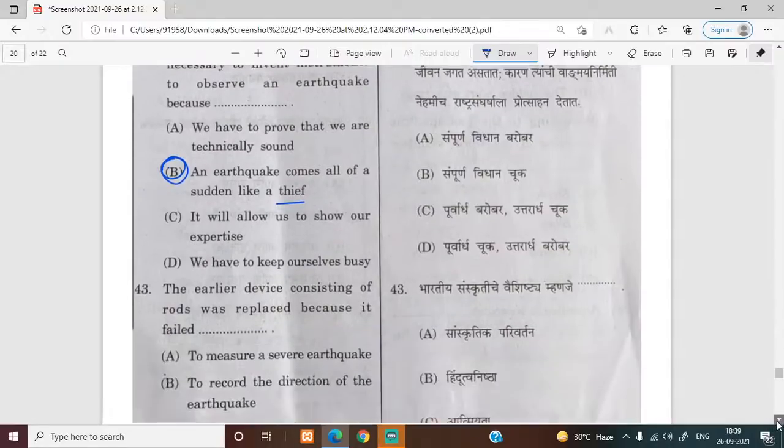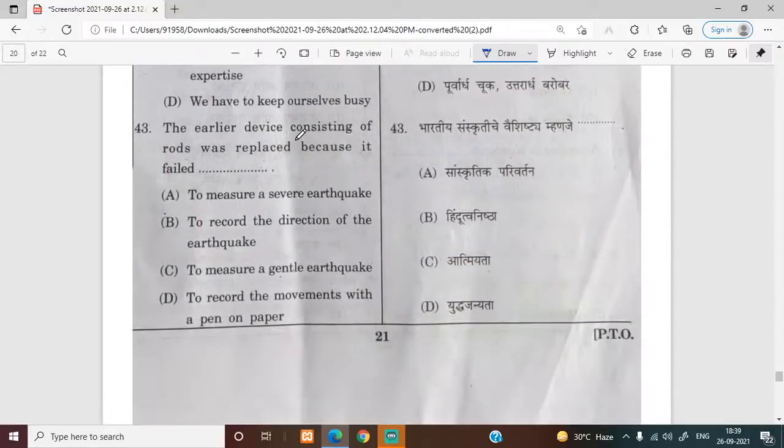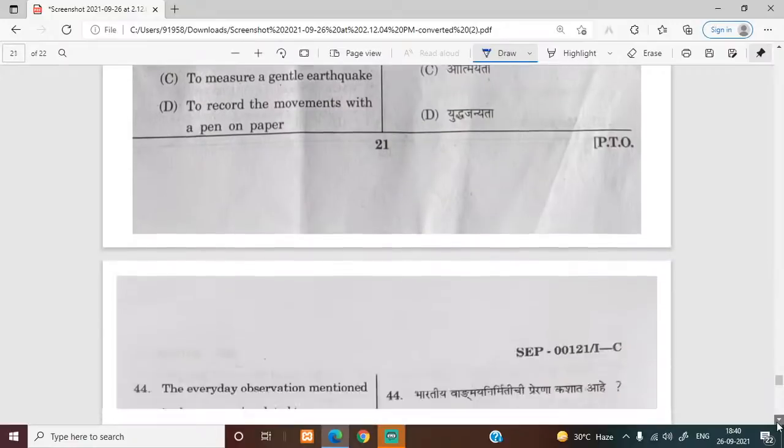Now, next question, question number 43. The earlier device consisting of rods was replaced because it failed to record the direction of the earthquake. Question number 43, B is the answer. What happened? The early devices consisting of rods were not able to record the direction of the earthquake. B is the answer. Next question.